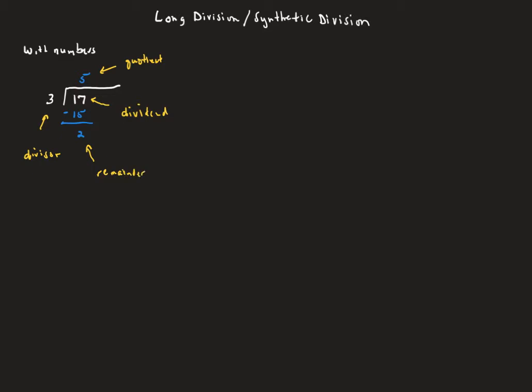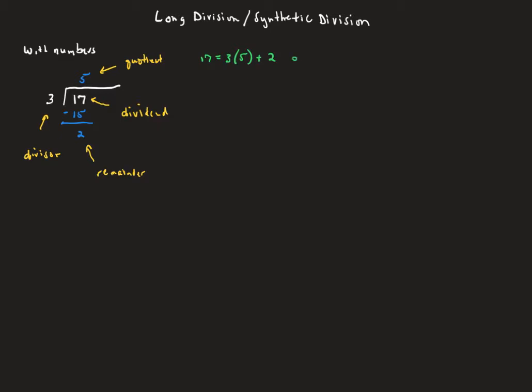Now, there are 2 forms that we can write this result that will make it a true statement and summarize everything we have. One way is we could say 17, the dividend, is equal to the divisor 3 times the quotient 5 plus the remainder 2. And you can see the truth of that statement because 3 times 5 is 15 plus 2.